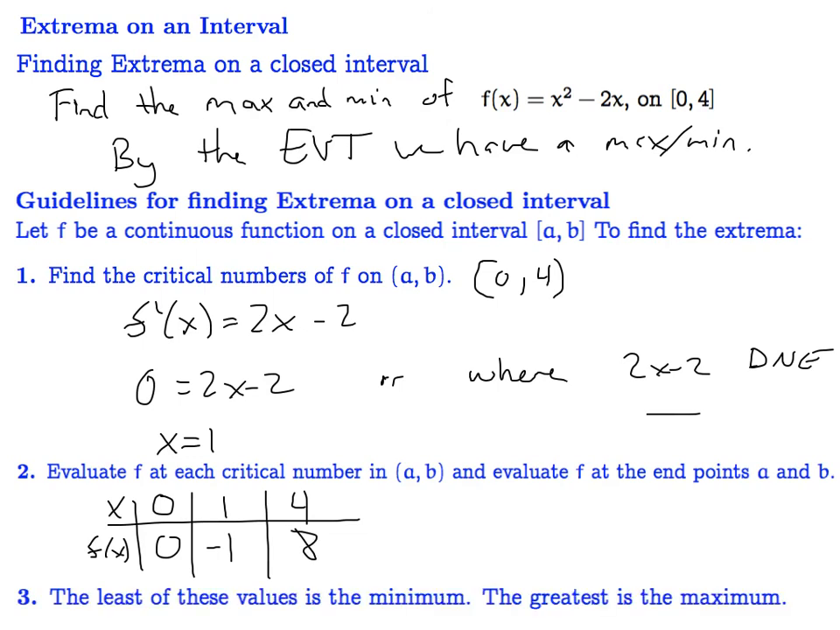And then what I can conclude is the least of these is my minimum, the greatest is my maximum, because I know all maximums and minimums occur at either critical points or at endpoints. So I can record that my minimum is at (1, -1), and my maximum is at (4, 8).